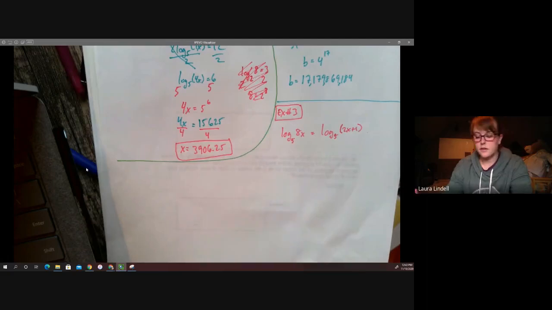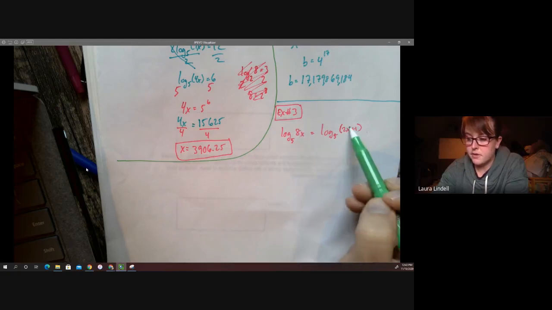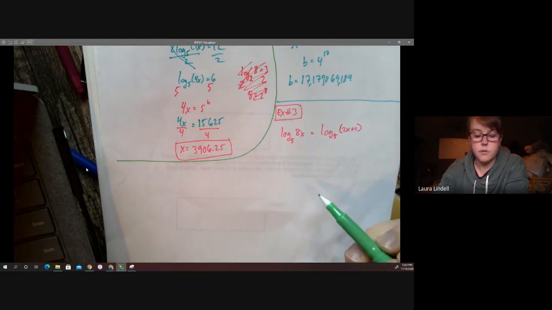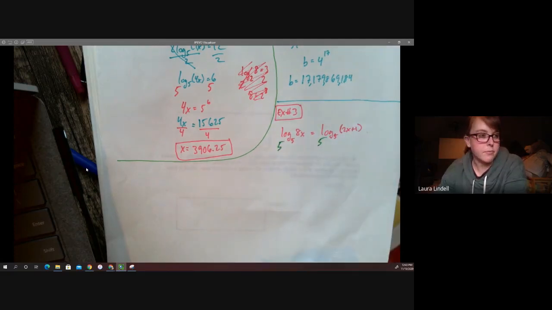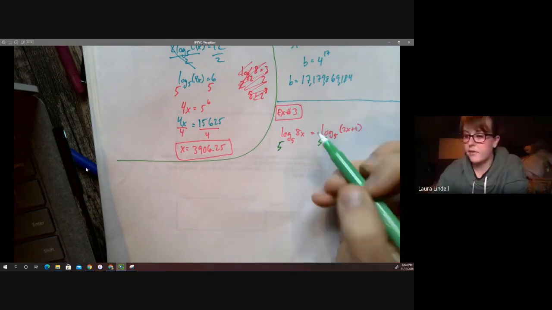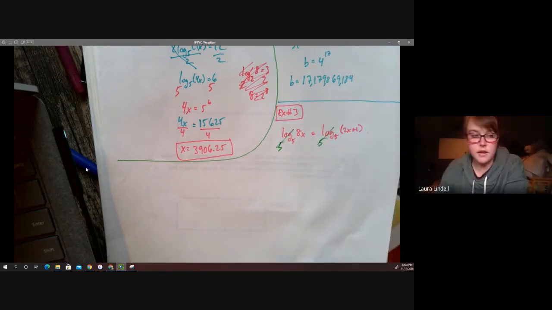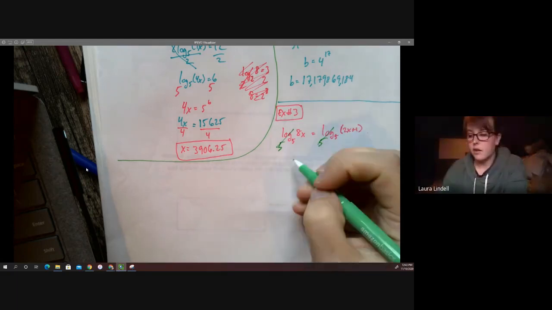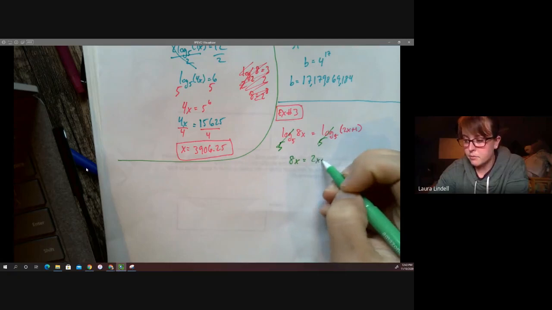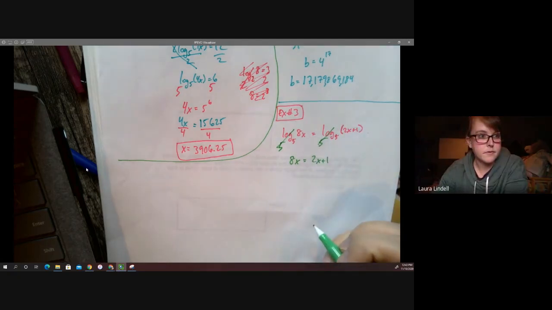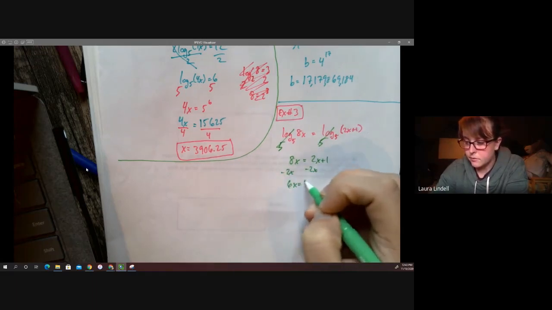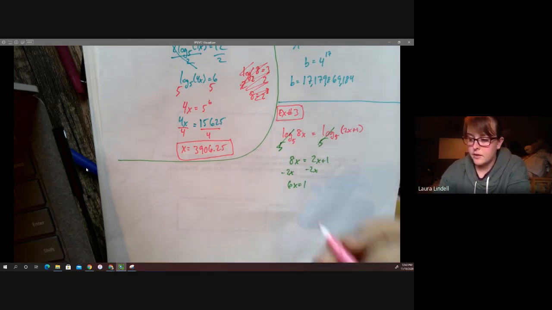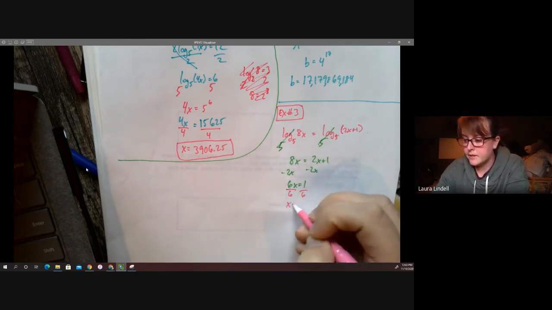Because all you need to do, you can either think of it as, well, what's inside here must be the same as what's inside here in order for them to be equal. Or you can think of it as, well, I'm going to put a 5 underneath both sides, since if I do it to one side, I have to do it to the other. And it cancels out my log base 5 on both sides. So we're left with 8x equals 2x plus 1. So then you'd subtract your 2x off of both sides and get 6x equals 1, divide by 6 on both sides and get x equals 1/6.